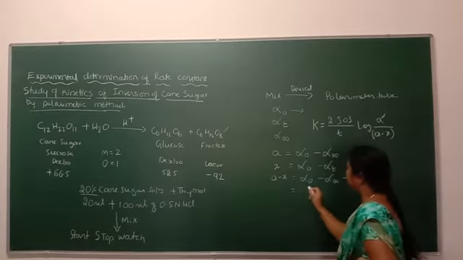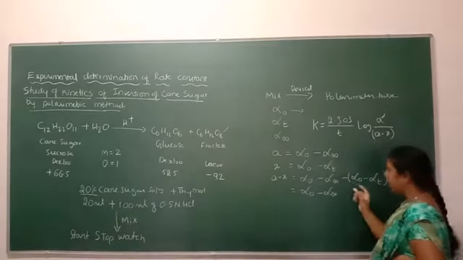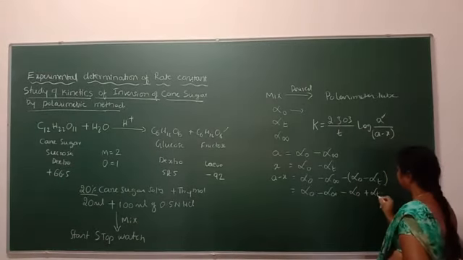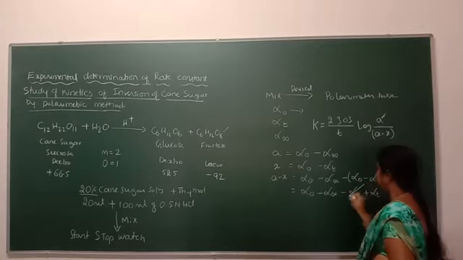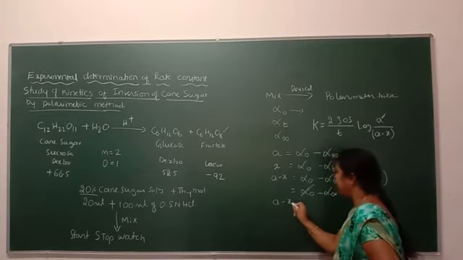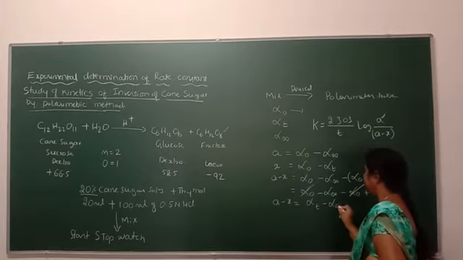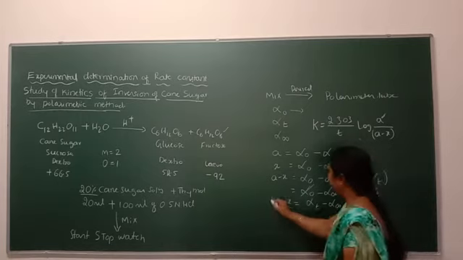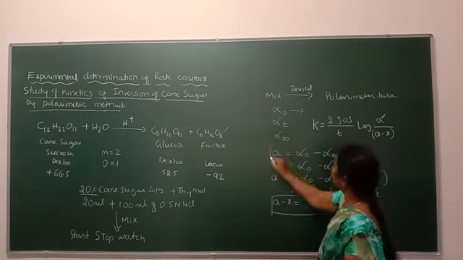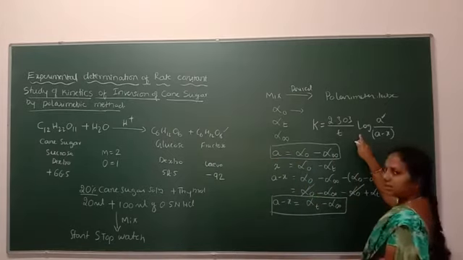So alpha naught minus alpha infinity, and we multiply by the negative sign: minus alpha naught plus alpha t. So minus alpha naught plus alpha naught cancel with one another. A minus X is equal to alpha t minus alpha infinity. So the value of A minus X is known and the value of A is also known. We will substitute these two values in this equation.